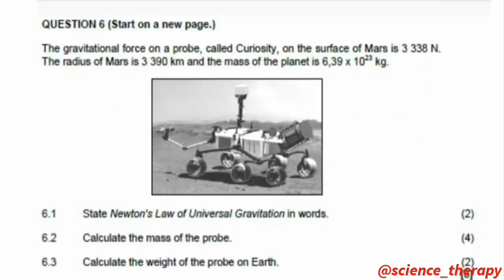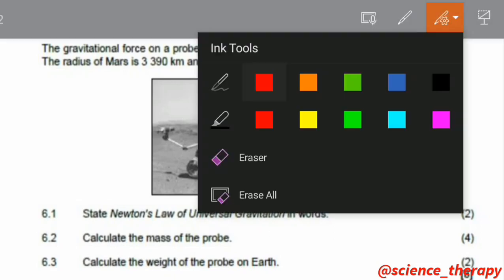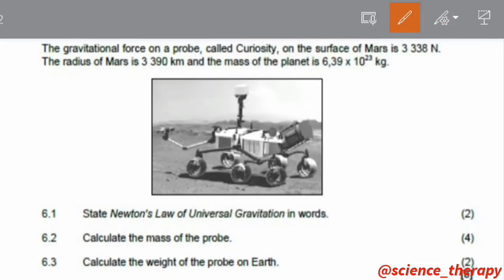Then we have question 6. It says the gravitational force on a probe called Curiosity on the surface of Mars is 3,338 newtons. Then they say the radius of Mars is 3,390 kilometers and the mass of the planet is 6.39 times 10 to the power of 23 kg. So let's just go highlight everything that's important here. So we are given the force, the gravitational force, and then we are given the radius of Mars, which is 3,390 kilometers, and we are given the mass in kgs.